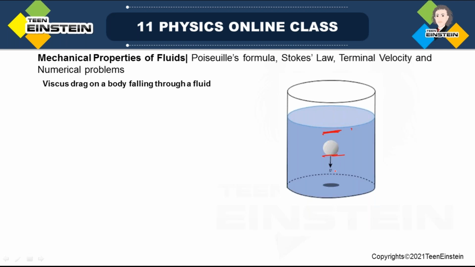And how does this viscosity come into play? The ball is moving in this way, so the fluid is moving in this way. The viscous drag will act opposite to the motion of the ball. Suppose the ball is moving downwards, then the viscous force will be in the upward direction to oppose the relative motion. This is how viscous drag arises when a body is falling through a fluid.